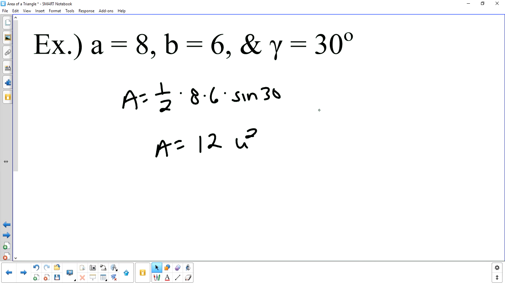Now just keep in mind, if this is not in side angle side form, you may have to do a little bit of work. You may have to do law of sines or law of cosines to find whatever piece is missing.